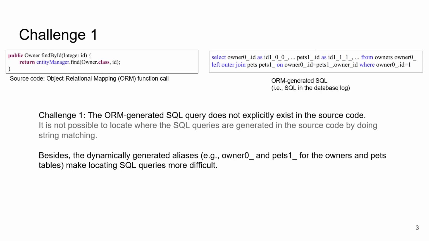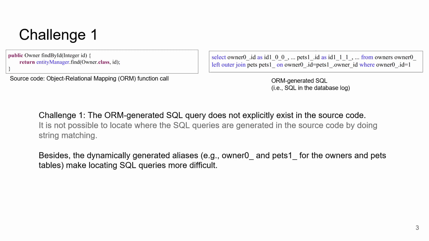When using the ORM framework, developers do not need to manually construct the SQL query. Instead, they call the ORM API and it will generate the corresponding SQL query automatically and dynamically. In this example, developers call the entityManager.find to query the owner, and the ORM framework generates a SQL query to query the database tables owner and pet. This ORM generated SQL query does not explicitly exist in the source code, so it's not possible to locate where the SQL queries are generated in the source code by doing string match.